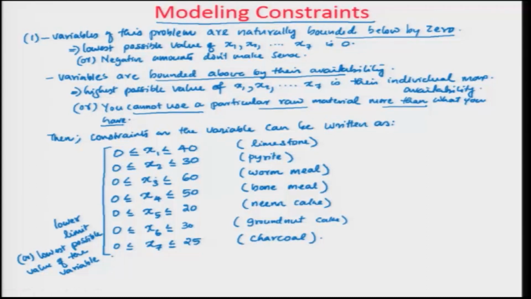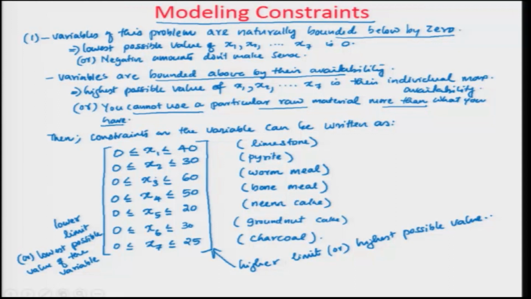We cannot take a value less than 0, and this is the higher limit, or highest possible value of the variable. So between these, the variable can take any value between these limits.